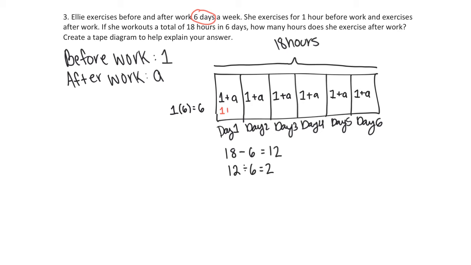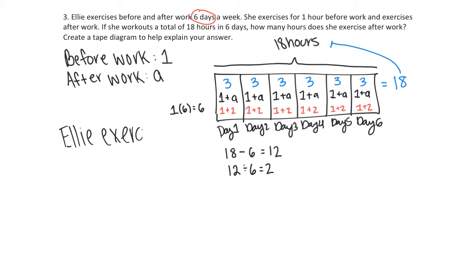I can check my work by adding 1 plus 2 for each of the six days. We know that 1 plus 2 is going to give us a total value of 3 for each box. And 3 times the number of days that she's working out, which is 6, is going to give me a value of 18. So our answer is that Ellie exercises 2 hours after work.